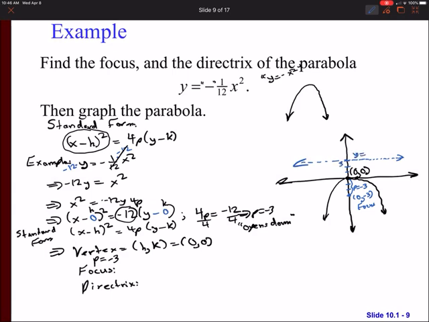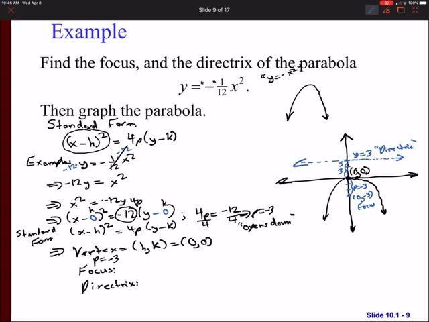This is the line y equal 3. This is our directrix, our parabola. So again, it's a distance of 3 units. Remember, our value of p was 3. So we went down 3 units to get to the focus. We went up 3 units to get to the directrix.